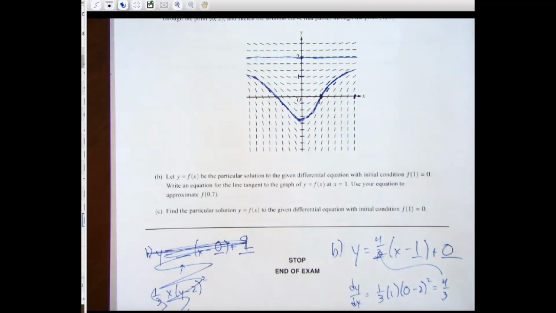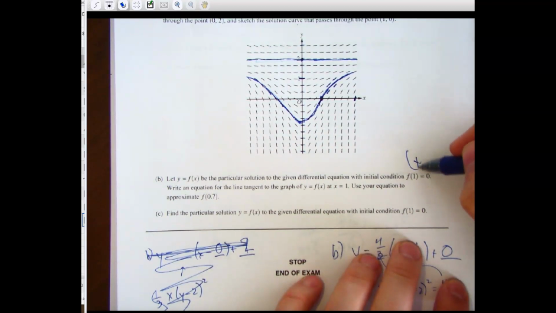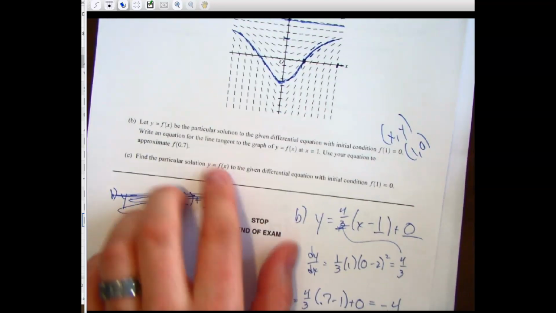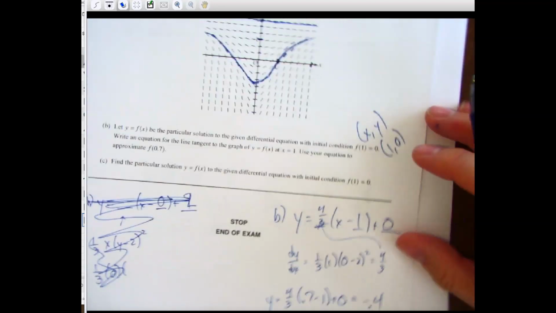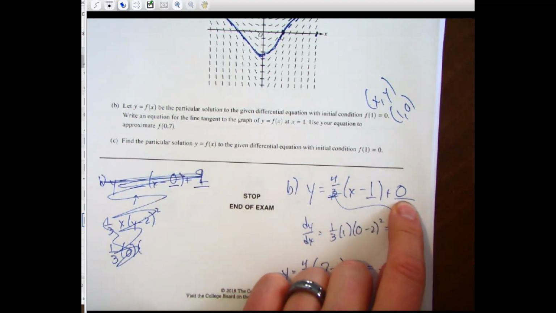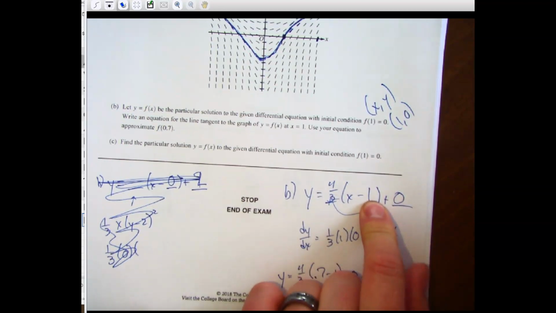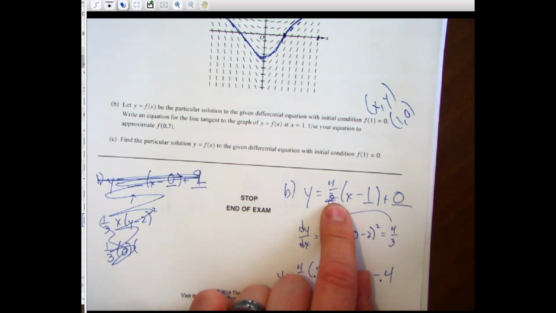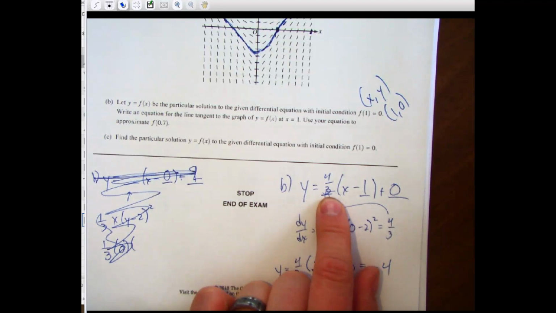Part B. Let f of x be the particular solution to the differential equation with the initial condition. So they're giving me a point here. X comma y is 1 comma 0. Write an equation for the tangent line. Okay, tangent line we've done a million times. So blank times x minus blank plus blank. I put my x value in there, I put my y value in there, and then what goes in this slot is the slope. Well, to find the slope, we want to plug into the derivative.